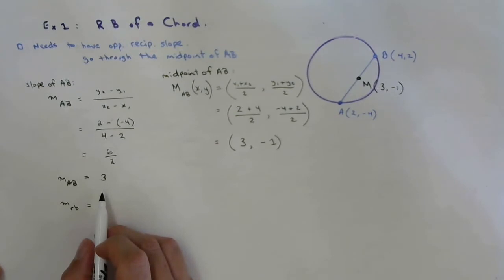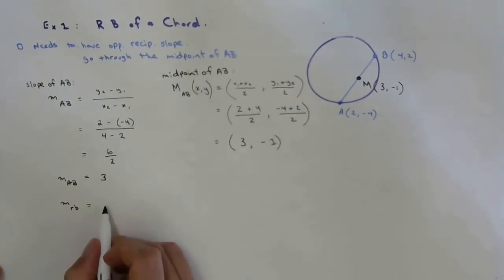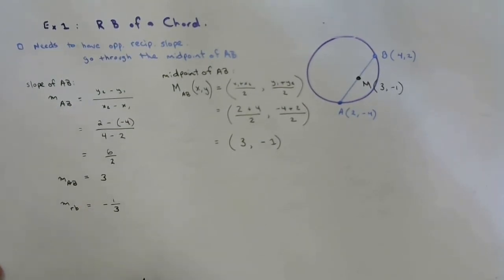Don't call it out. 10, 9, 8, 7, 6, 5, 4, 3, 2, 1. Okay, what's the opposite reciprocal of 3? Negative 1 over 3. I wrote negative 1/3. Good, so that gives us the slope. Okay, I have a slope.